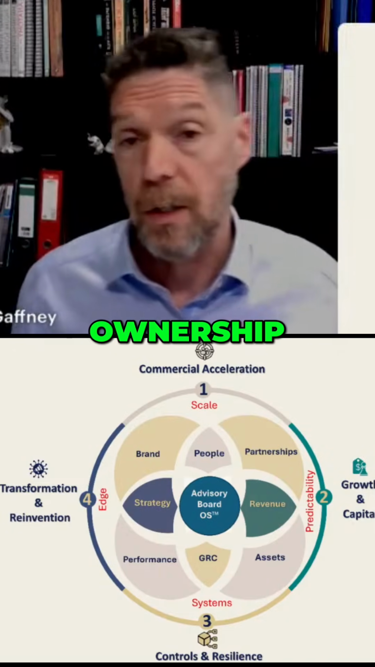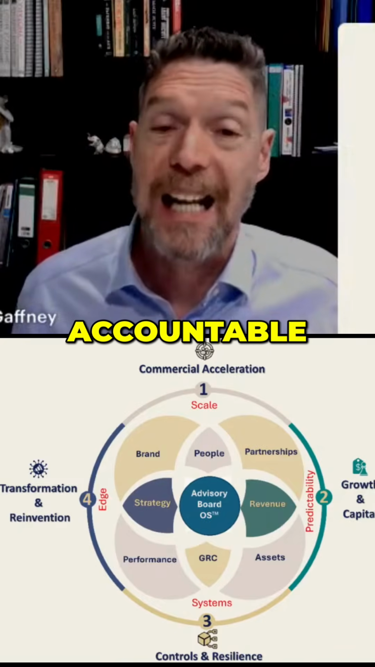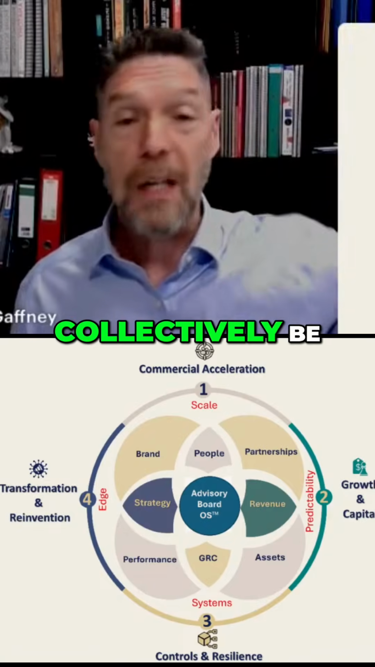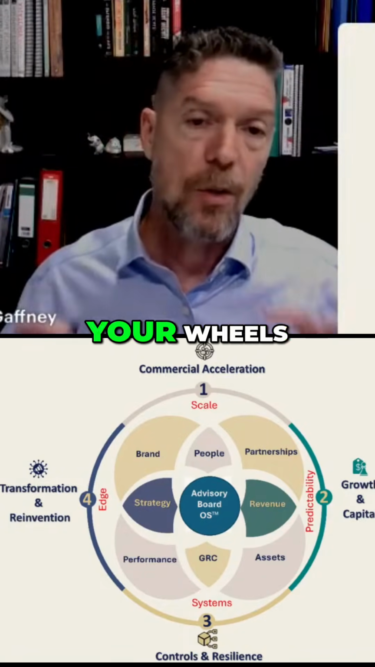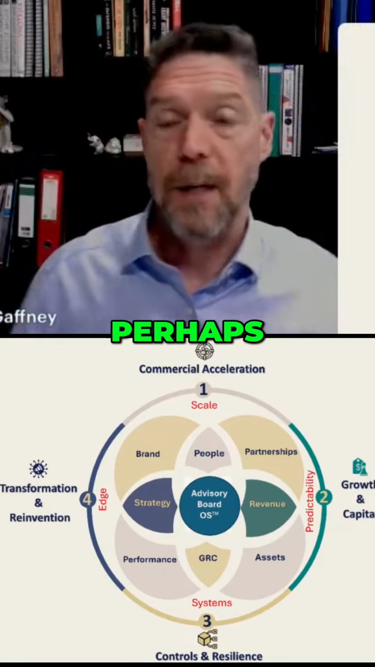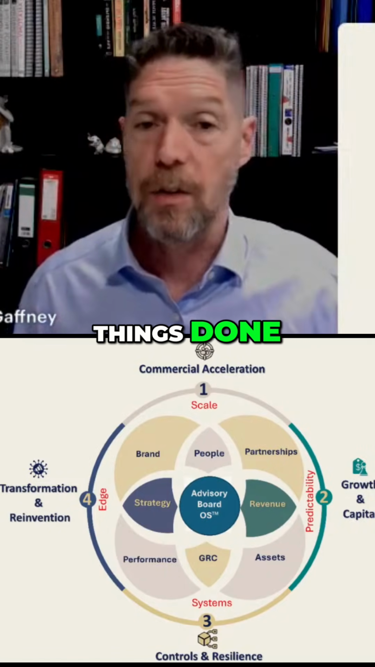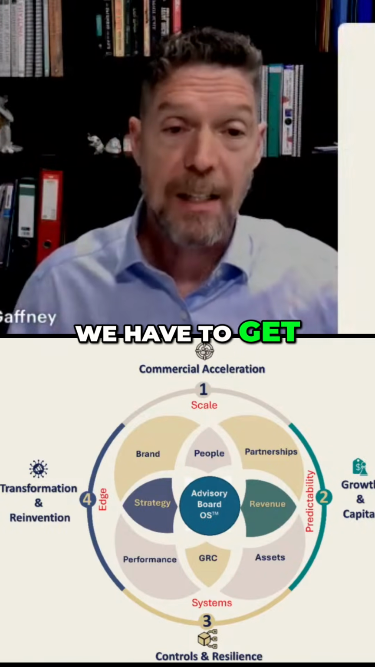And when I talk about ownership, these have to have a name and a surname attached to it, which is accountable for these things. So if you say, oh, we are going to collectively be responsible for everything, guess what? You're going to spin your wheels for weeks and months, perhaps, because nobody is responsible to actually get the things done. And unfortunately, at one point, you have to make that decision. We have to get things done.